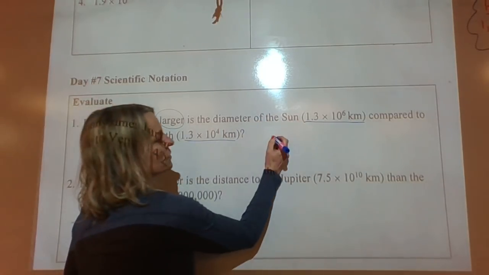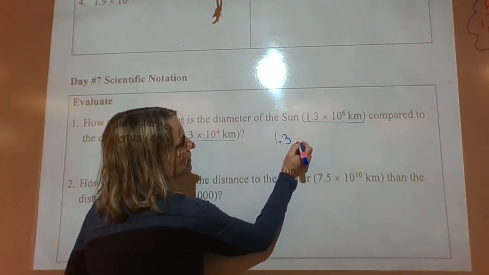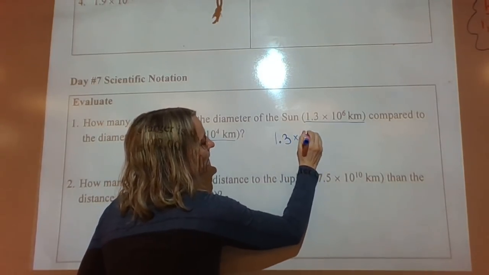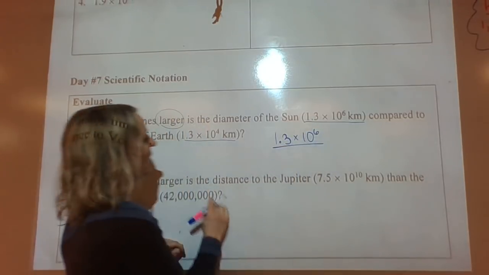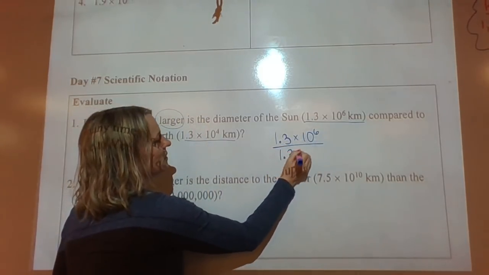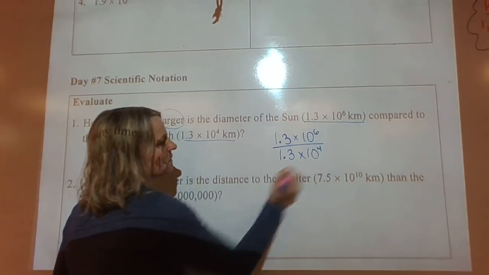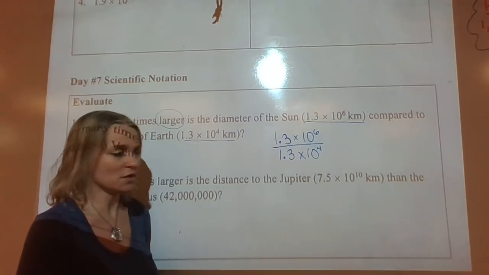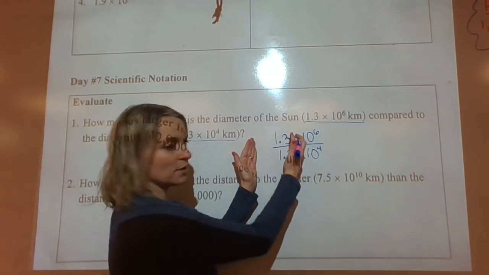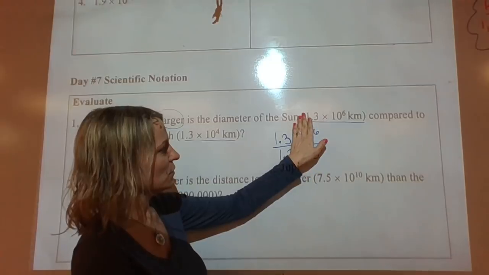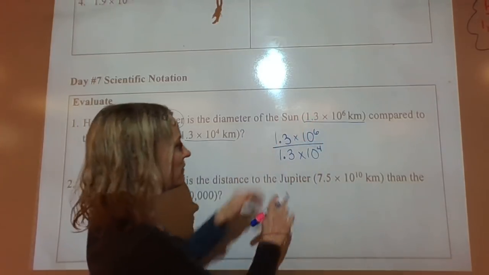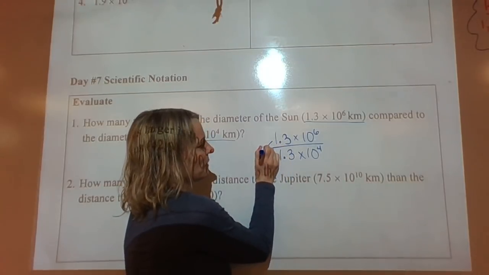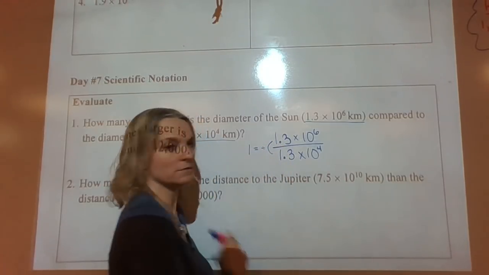So I'm going to take the larger number, 1.3 times 10 to the 6th, and I'm going to divide it by 1.3 times 10 to the 4th. Okay, so now when I'm dividing numbers in scientific notation, I can just think of them in parts, just like we did when we did our exponent rules. I can look at the part that's just the plain old numbers. I've got 1.3 divided by 1.3. Well, 1.3 divided by 1.3 just equals 1.